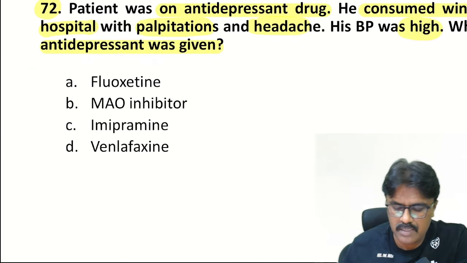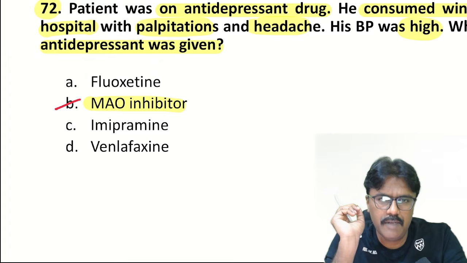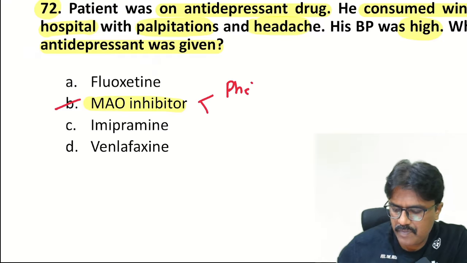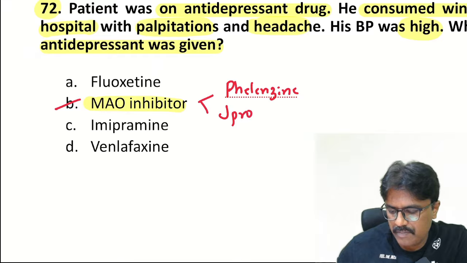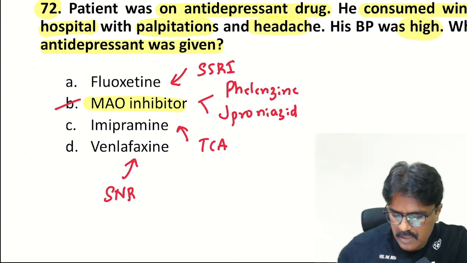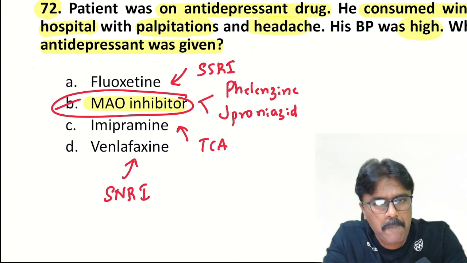And the cheese reaction is done by MAO inhibitors. How do you bring down BP? You give antihypertensive like phentolamine. Two MAO inhibitors, remember, they will ask you: phenelzine, iproniazid. Fluoxetine is a SSRI. Imipramine is a tricyclic antidepressant. Venlafaxine is a SNRI. So what drug will cause cheese reaction is MAO inhibitors.